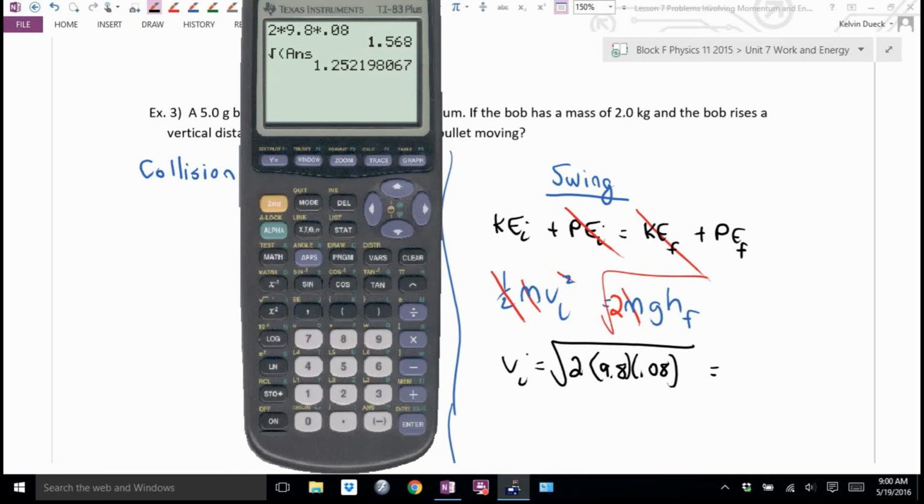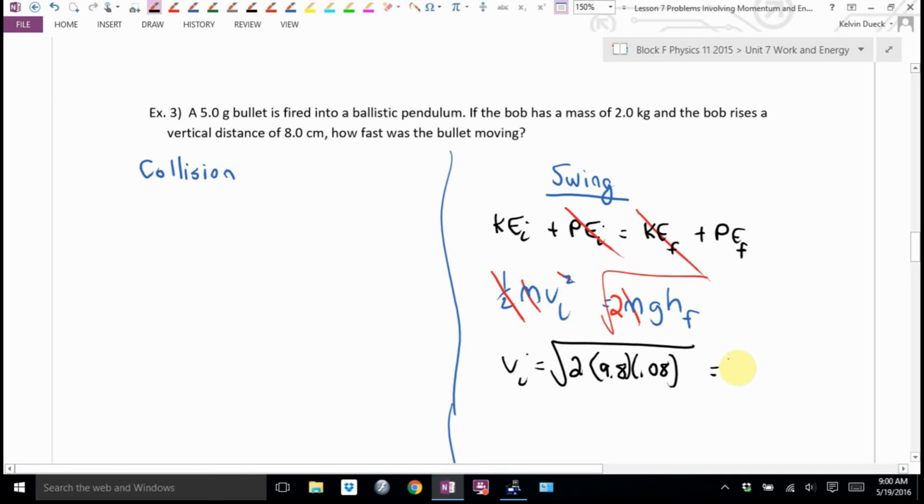Do you get 1.252190 at that? I'm going to write 1.25, but I'm going to keep this on my calculator. Now let's go over to the collision.